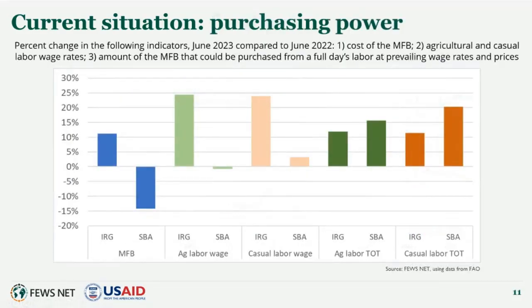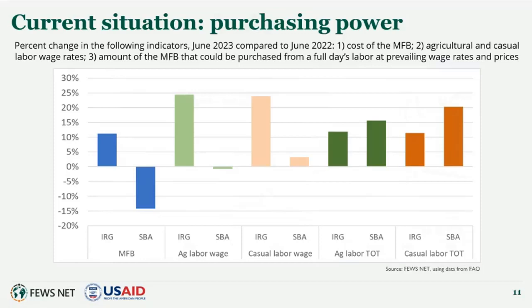Now we'll look at how food prices have impacted household purchasing power. And to do this, we'll focus on purchasing power for daily wage laborers, as daily wage labor is a common primary source of income, often even the sole source of income for poor households in Yemen. So on this graph, we have three types of indicators, so I'll explain them one by one. And all of these indicators are looking at the value of the indicator in June 2023 compared to the value at the same time last year in June 2022.